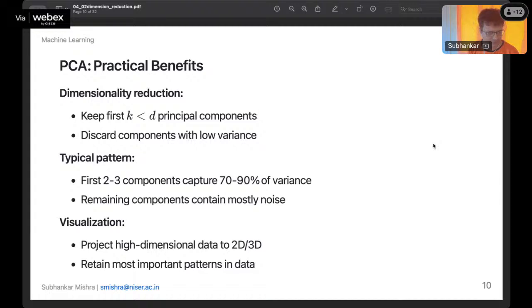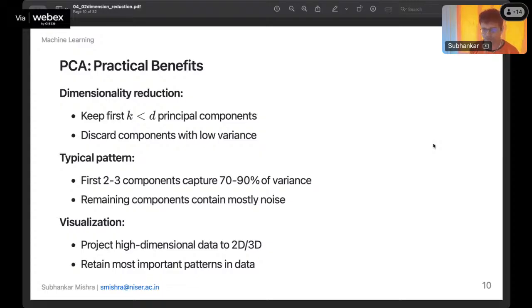So what are the practical benefits? Choosing the number of principal components is up to us. We can keep as many as possible. We can also discard the components with low variance, because they are not useful. Rather, they will add to the memory and compute.